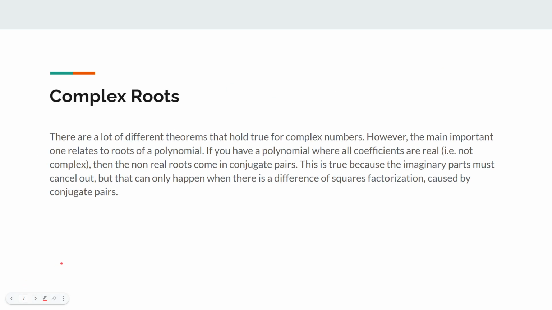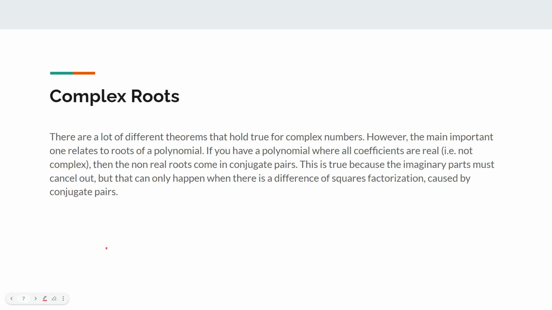Okay, so complex roots are another important thing. And there's a lot of different theorems. You can literally fill up an entire book talking about the complex plane. There are literally entire fields of study devoted just to complex numbers. But right now, for our purposes, we only need to know one of them, which is that if you have a polynomial where all the coefficients are real and not complex, then the non-real roots are conjugate pairs.